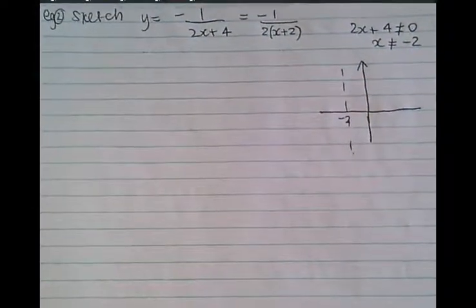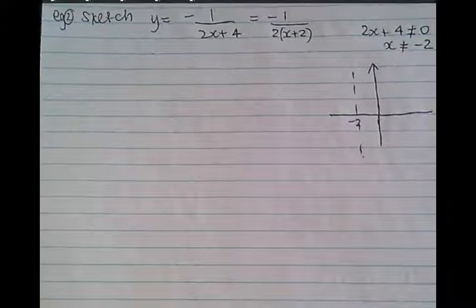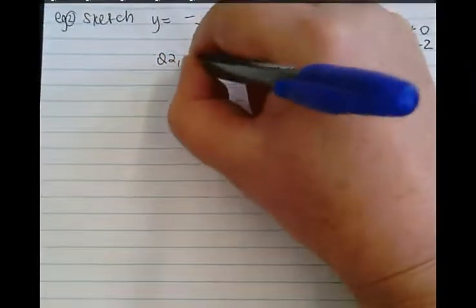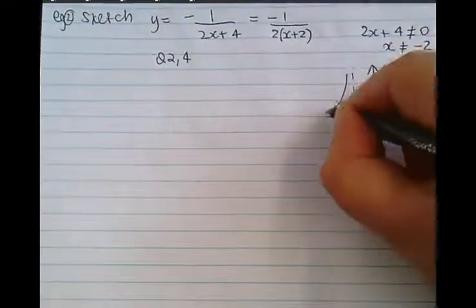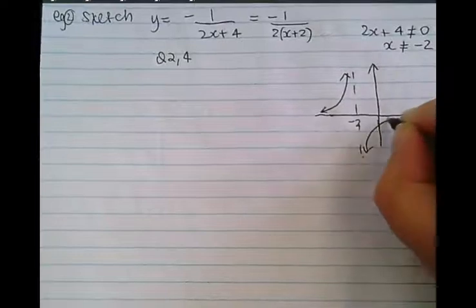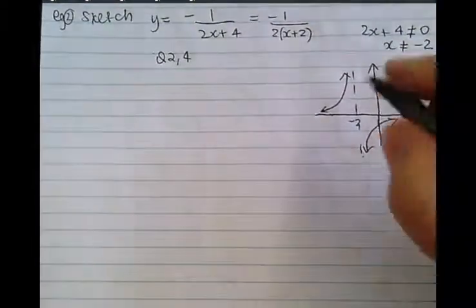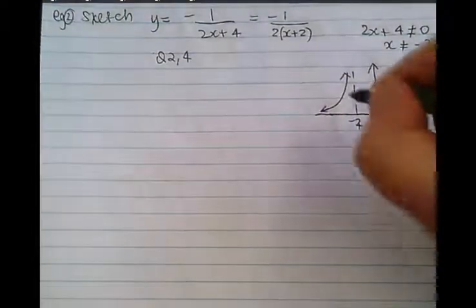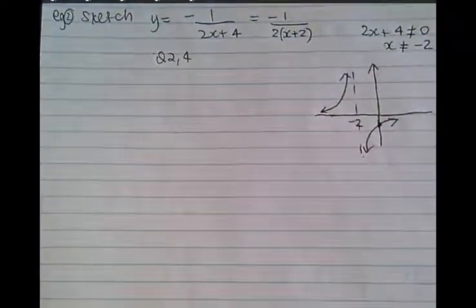Is it quadrant 1 and 3 or 2 and 4? Quadrants 2 and 4. It's the negative hyperbola, so it's going to look like this. But you are going to have to give me 2 values, please. And what value would be really good to give? The y-intercept, and then I want another value over here somewhere.